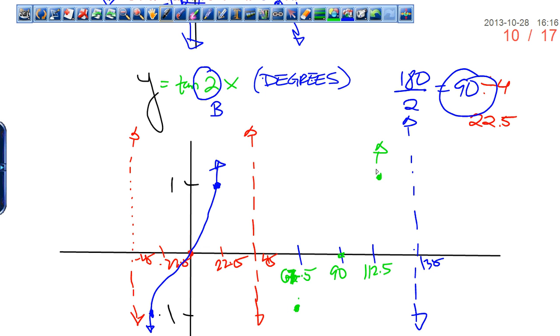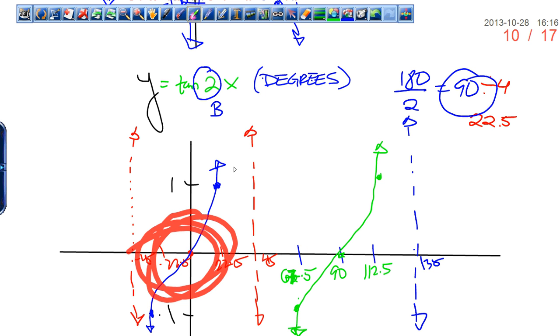Boom. Got them. If it was cotangent, 2 things would have been different. We would have our graph going this way, and we obviously would not have gone through the origin.